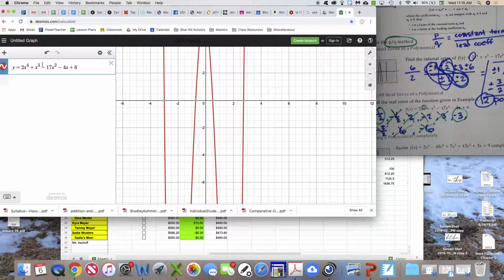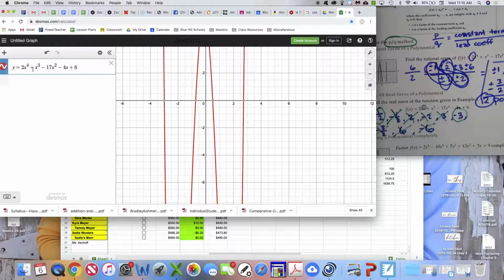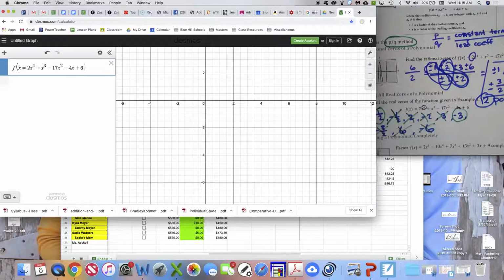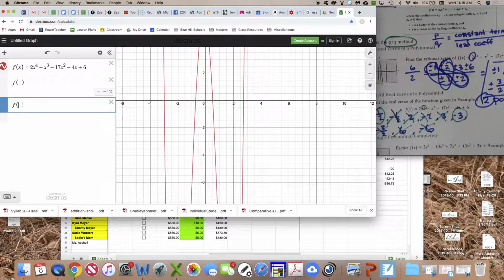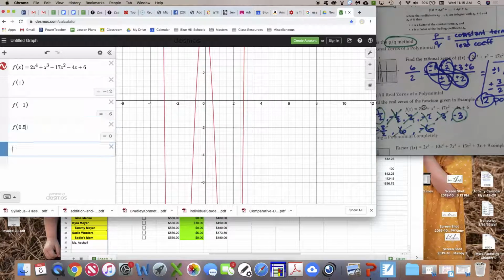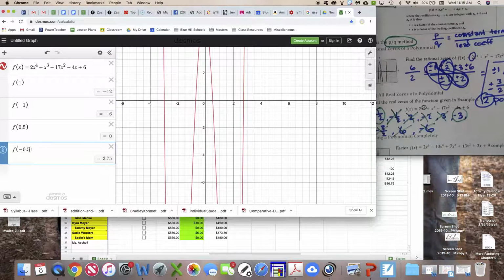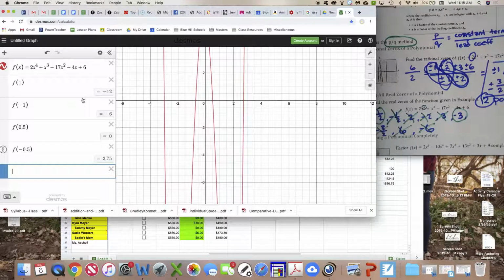Beautiful. What you can do is, if you want Desmos to plug these all in for you, instead of calling this y, I'm going to name it f of x. Then down below here, I want to know what f of 1 is, what f of -1 is, what f of 0.5 is, what f of -0.5 is. Can we do this on the test? No, not on the test. This is an alternative.